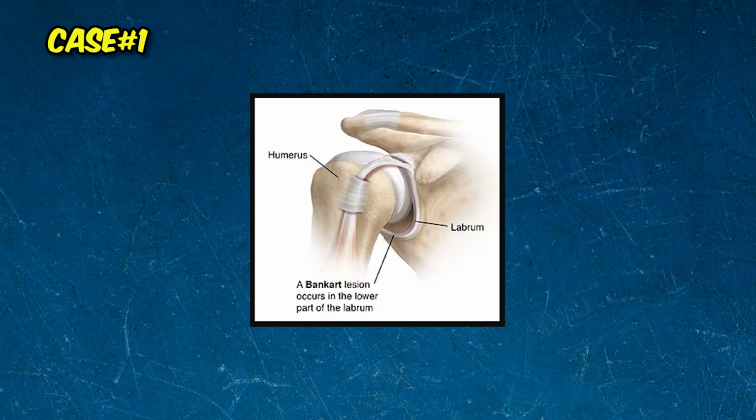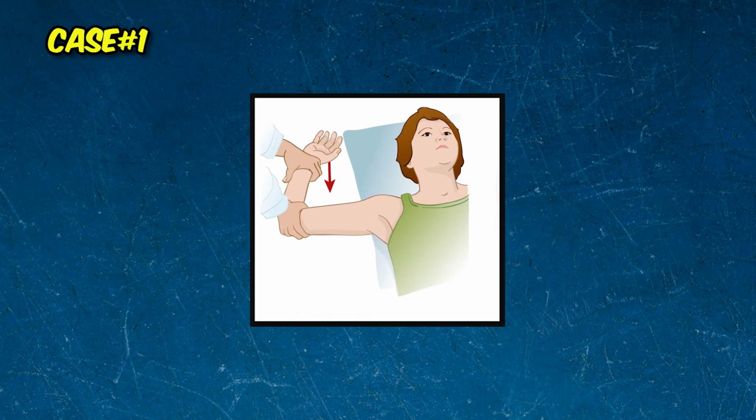Once that labrum is torn, the socket loses its depth, the ball can slide forward. That's why the patient feels it slipping out. The apprehension test, you take the arm into abduction and external rotation and then gently push the humeral head forward. A patient with anterior instability will feel like the shoulder is about to dislocate.